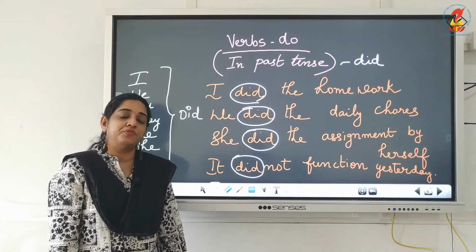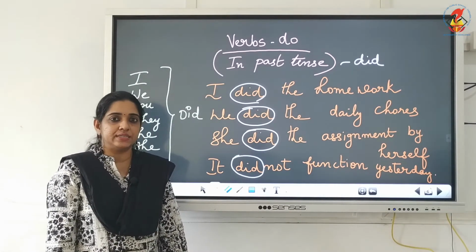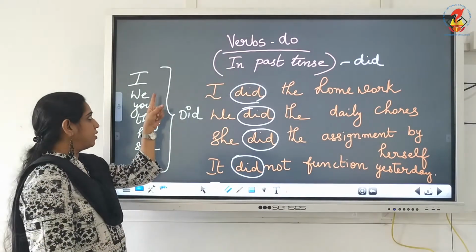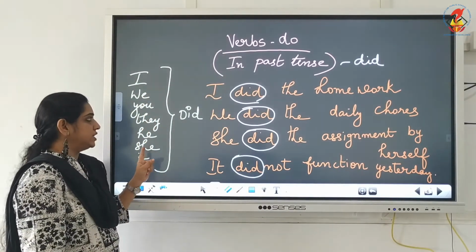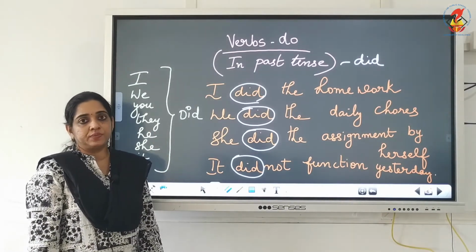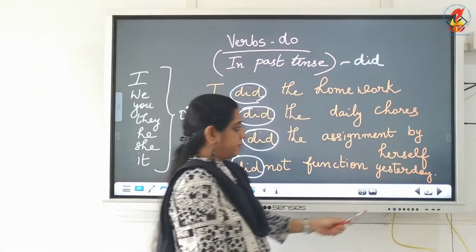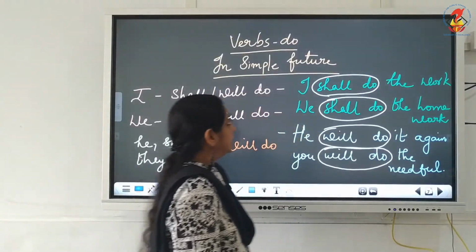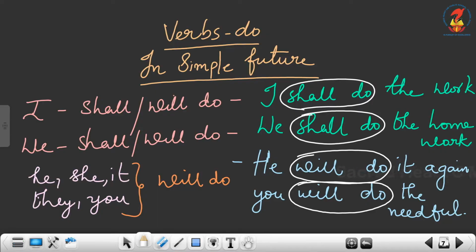What is the past form of the verb do? Did, is it? And for all these pronouns, I, we, you, they, he, she, it and all plurals also you can use did. Now the next topic, simple future. What is the future form of the verb do?